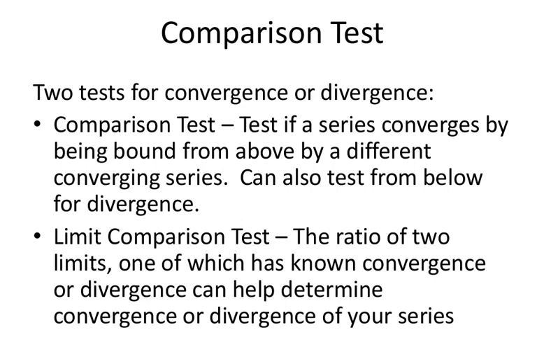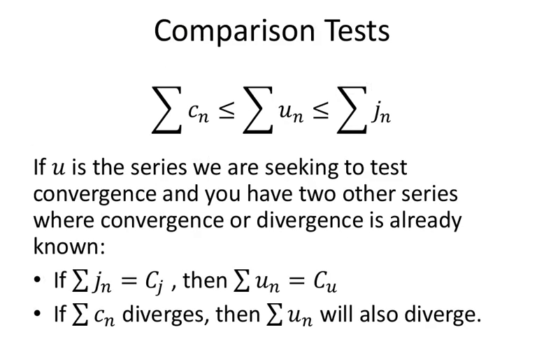diverge. You have a second test called a limit comparison test, where the ratio of two limits, one of which has a known convergence or divergence, can help you determine whether your series will converge or diverge. We got examples of each too.